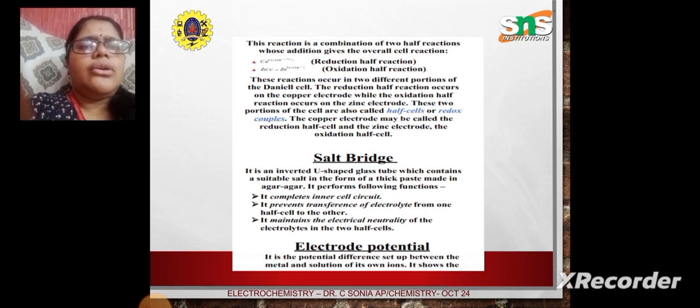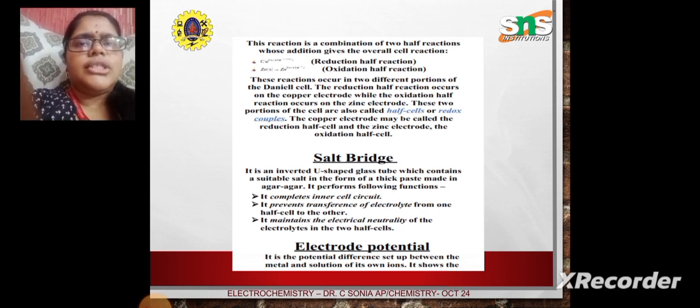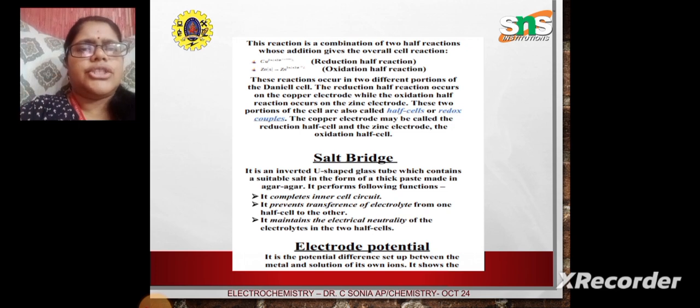So the copper electrode may be called the reduction half cell and the zinc electrode the oxidation half cell. Of course, because the copper electrode is the cathode where reduction is taking place, and the zinc electrode is the anode where oxidation is taking place. When these half cells combine together, they form the full complete cell. It is a redox reaction because it involves both oxidation and reduction.